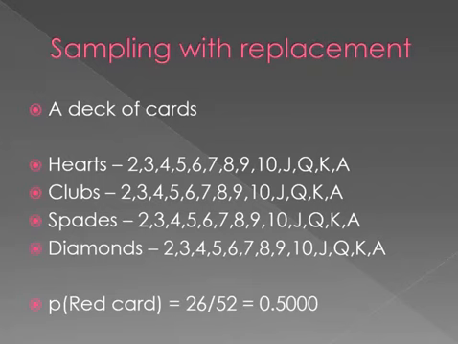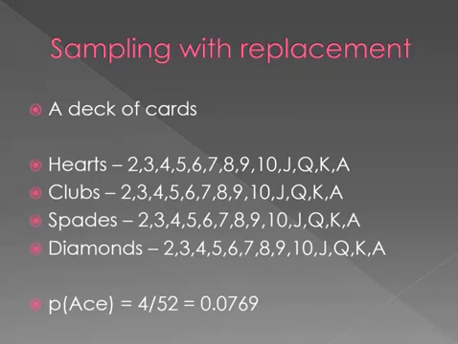So let's say we put that red card back in the deck, right? And now we want to draw another card. Let's ask ourselves, what is the probability of drawing an ace? Okay, well, how many aces are there in the deck? 1, 2, 3, 4. So that's the number of possible outcomes that favor drawing an ace, divided by all the possible number of outcomes, which is 52. So we'd be dividing 4 by 52. And the probability of drawing an ace would be 0.0769. Okay, again, we're going to put that card back in the deck before we draw the next card.